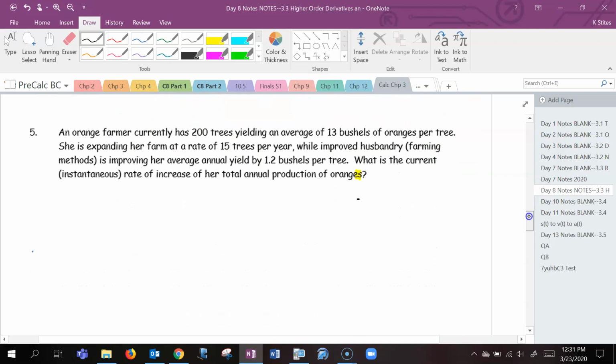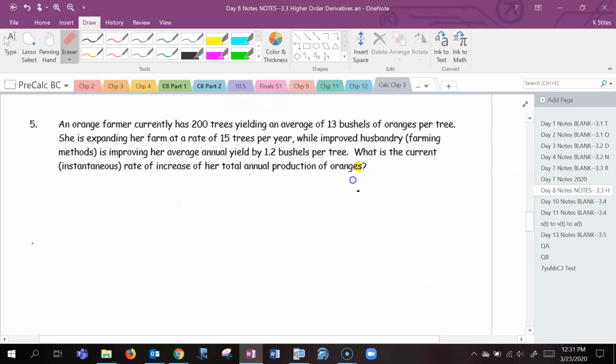All right, one more. Here's your word problem that I know you were excited about. An orange farmer has 200 trees yielding an average of 13 bushels of oranges per tree. She is expanding her farm at a rate of 15 trees per year, while improved husbandry, which apparently is a word meaning farming methods, is improving her average annual yield by 1.2 bushels per tree. What is the current instantaneous rate of increase of her total annual production of oranges?